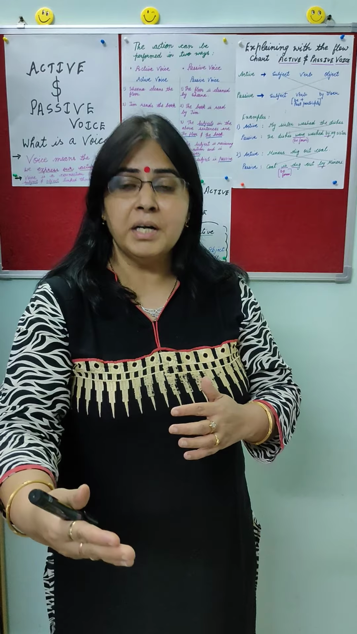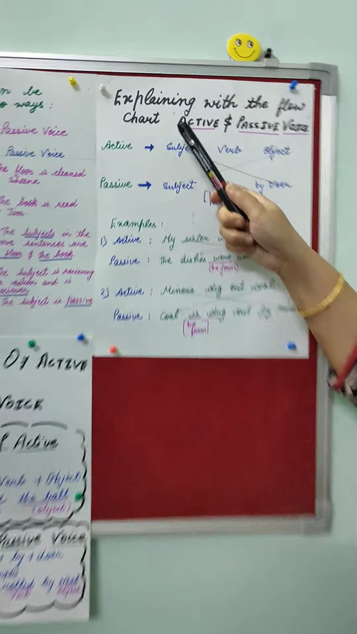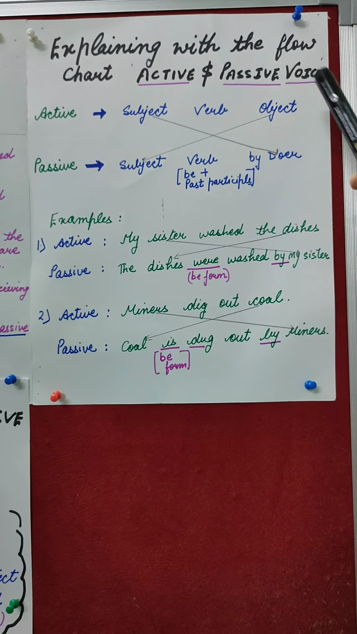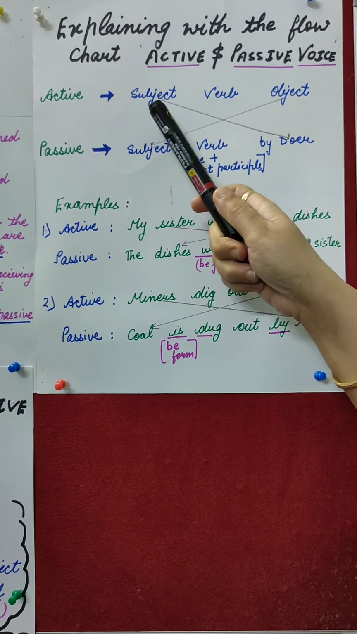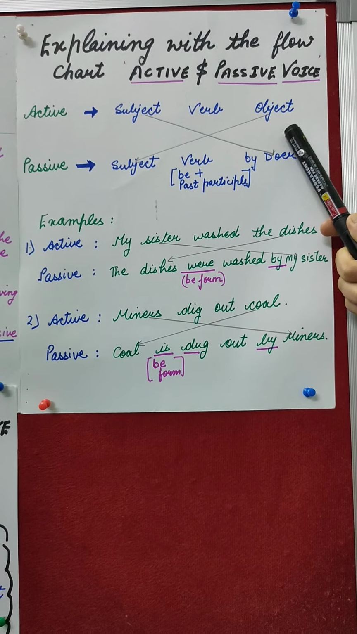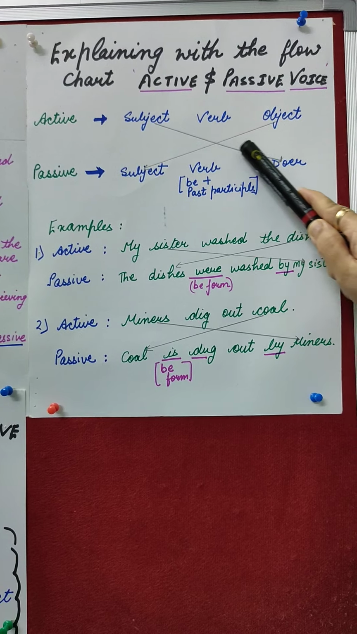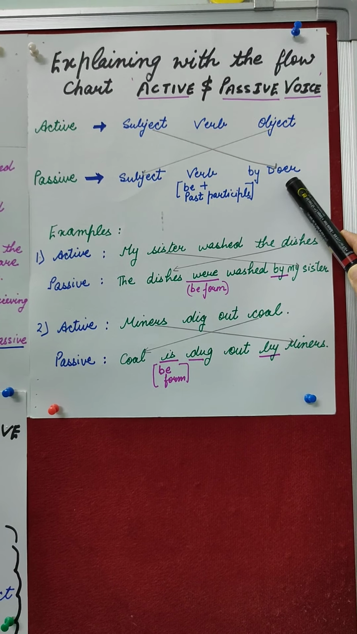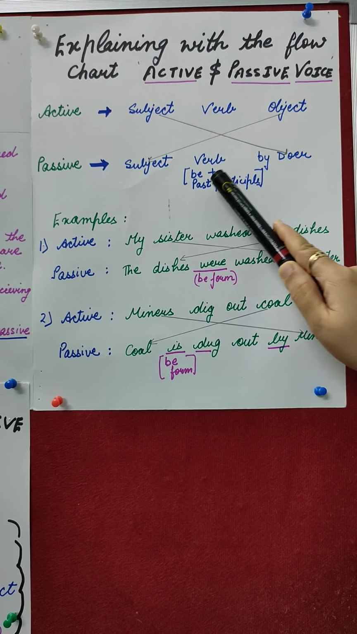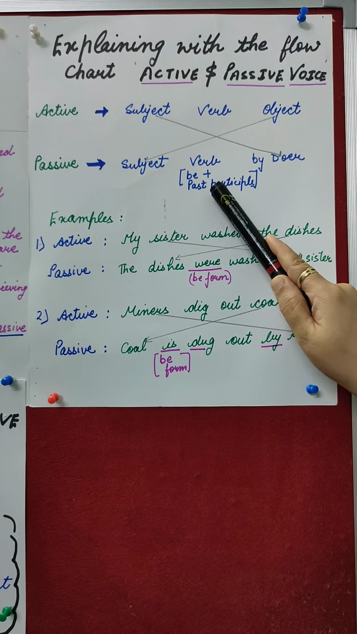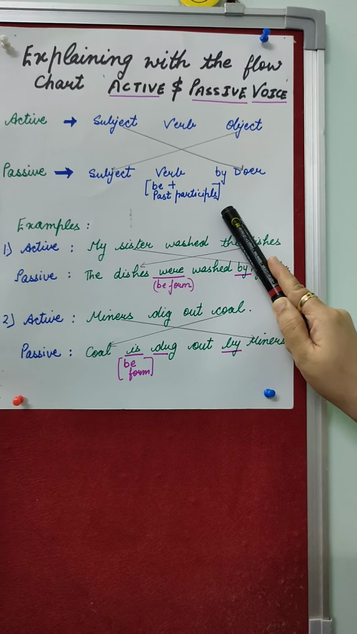Let me help you understand better with the help of a small flowchart. Explaining active and passive voice with the flowchart. In active, what comes? Subject, verb and object. When it comes to the passive, the object becomes the subject. The doer comes at the end, preceded by 'by'. The verb is changed: it is added with be plus the past participle.